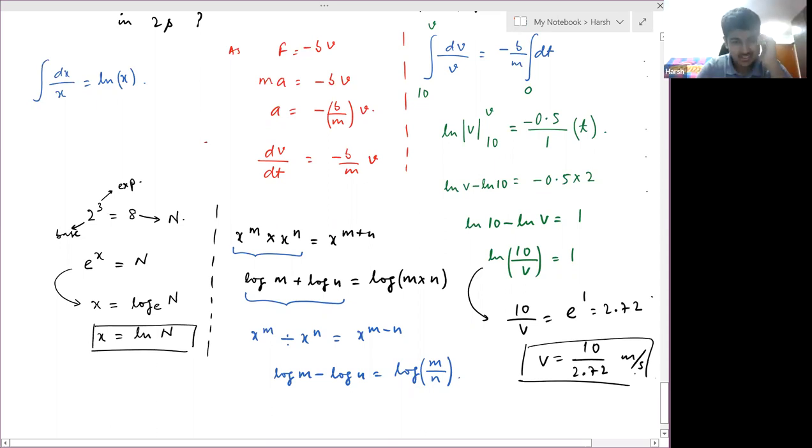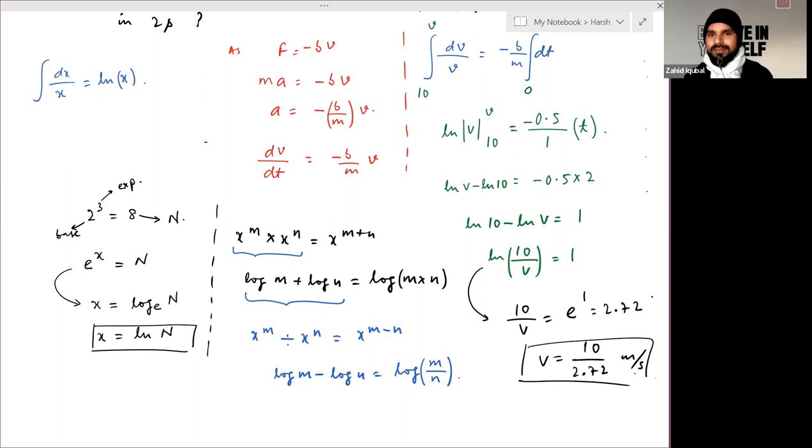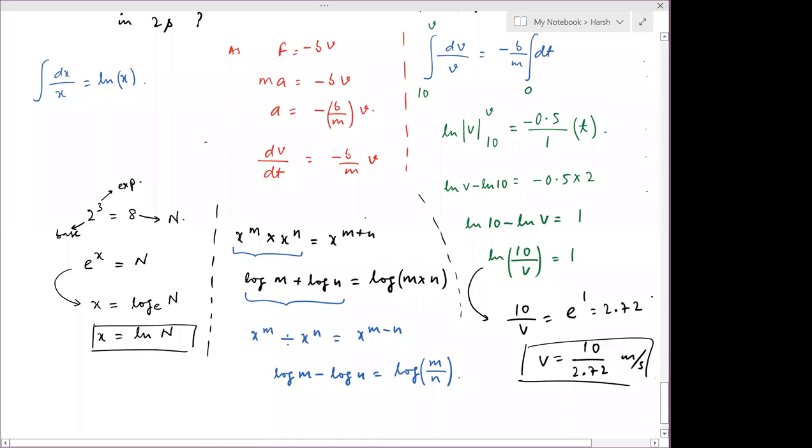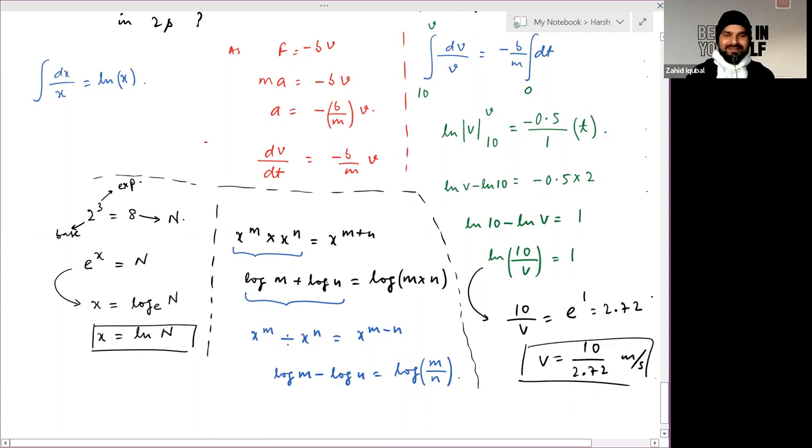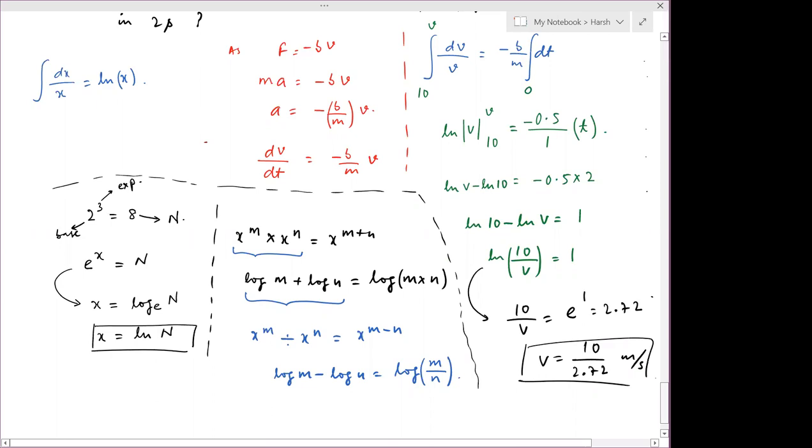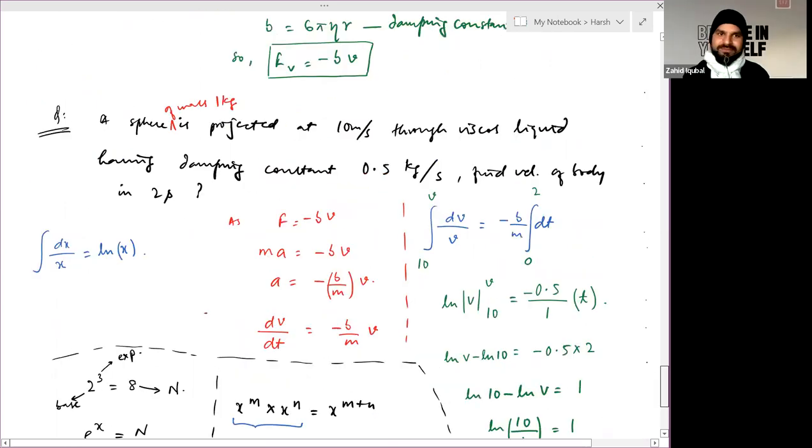Yes, sir. I think it is quite complicated, too much mathematics. Okay, no problem. Just write down the logarithmic part and its various properties. Then it will become easier for you.